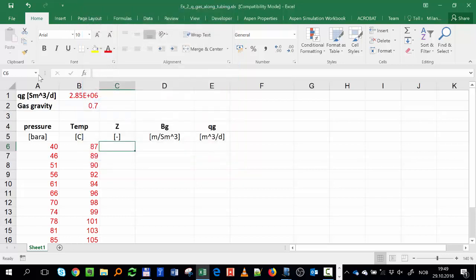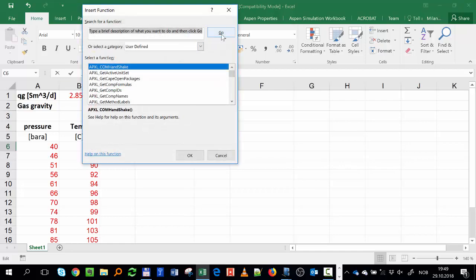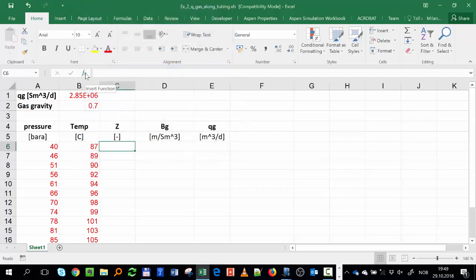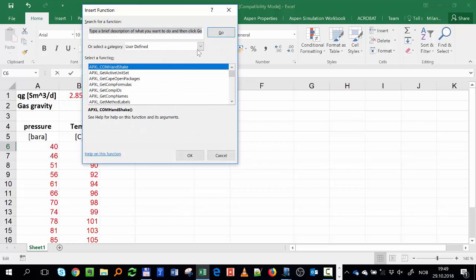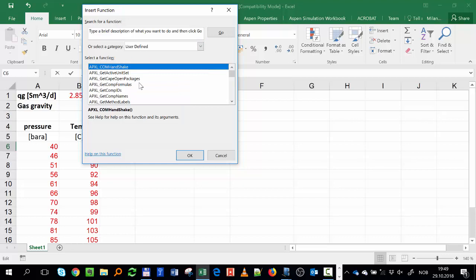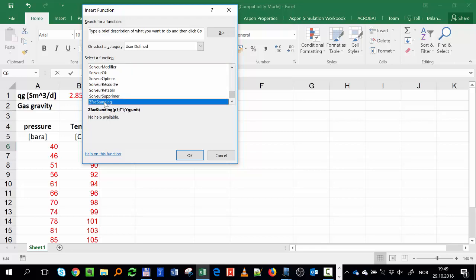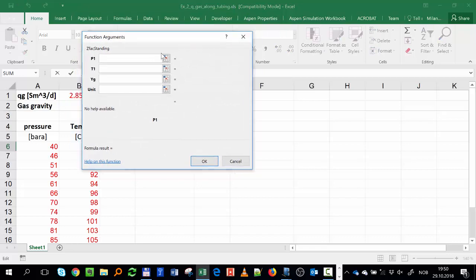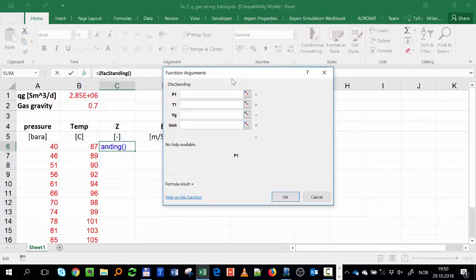Okay, I come here, FX. I have to be standing on the cell where I want to apply this equation. Okay, press FX. You see, if I click there, it says insert function. Then I click on user defined, something that Milan defined in that case for you. Okay, C factor standing, and double click on it, or click OK. And you see the following input.